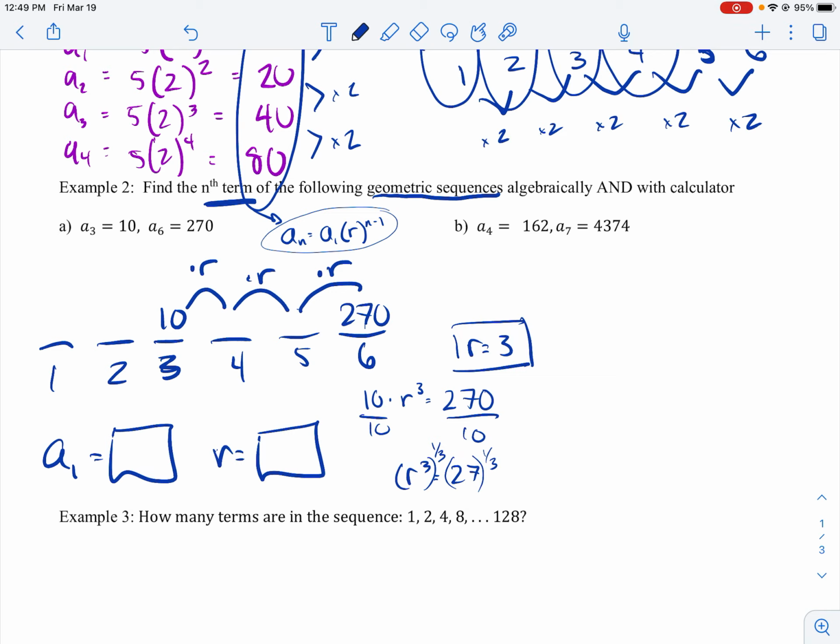We're not done here yet, though, right? Because we still don't know our first term. Okay. So now that we know what our common ratio is, to go back, we would just divide these terms by 3, right? Because to get from here to here was 3. To get from here to here, it had to have been 3. So to go back, we just divide by 3. So this is going to be 10/3. And this ends up being 10/9.